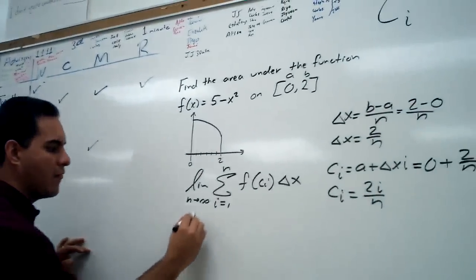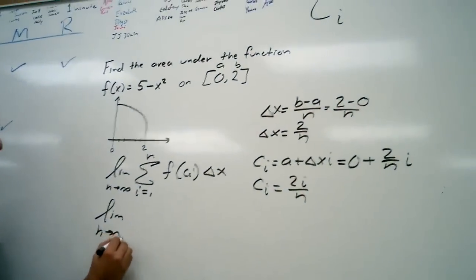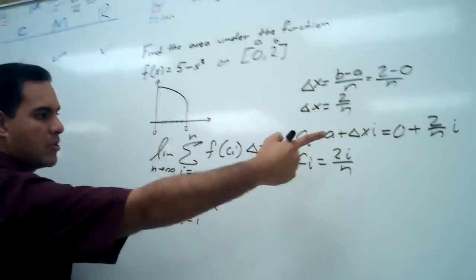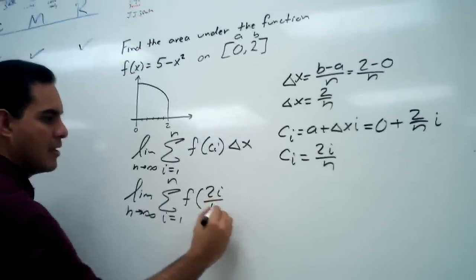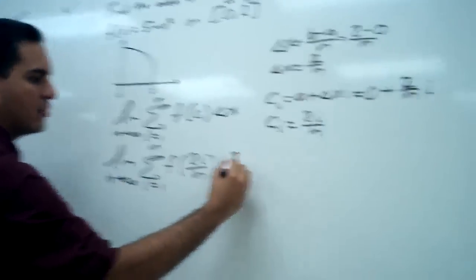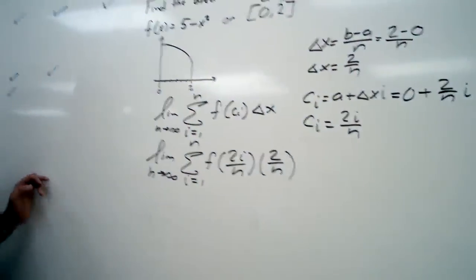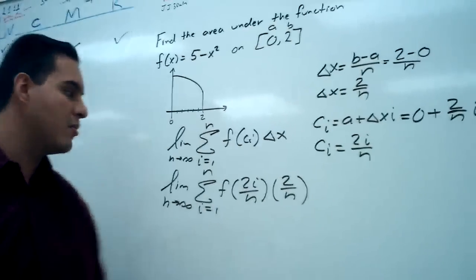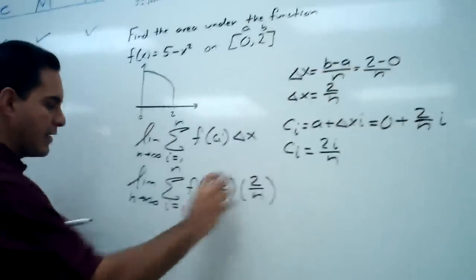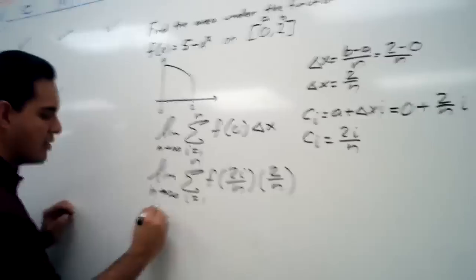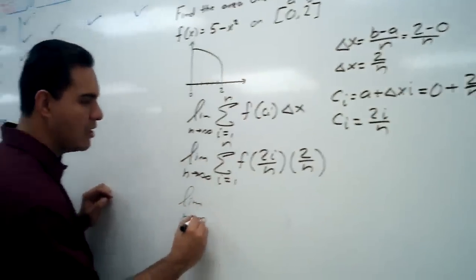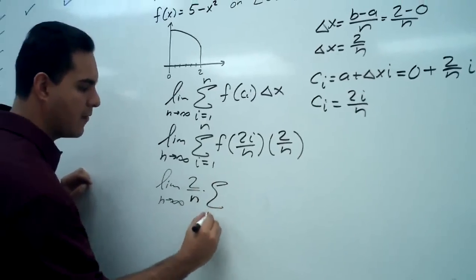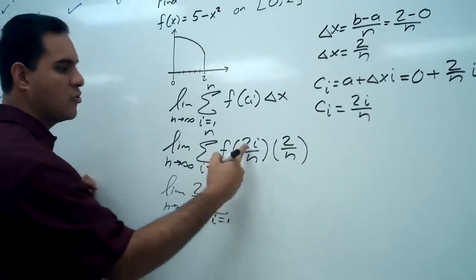Plugging that information back over here, it looks like this. Limit as n approaches infinity of the summation from i equals 1 to n of f of c sub i, which we found is 2i over n, times delta x, which we found is 2 over n. Since 2 is a constant and n we're considering the constant for the number of rectangles, I'm going to use the constant multiple rule and take this out right in front of the summation. That is going to be the limit, as n approaches infinity, of 2 over n times the summation from i equals 1 to n of f of 2i over n.